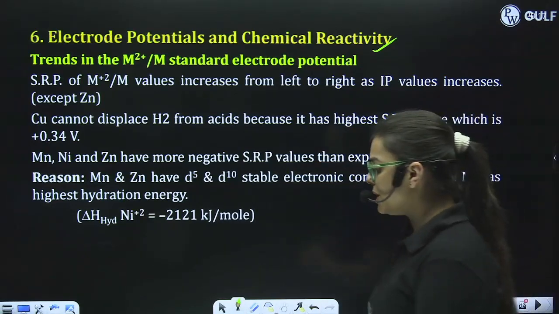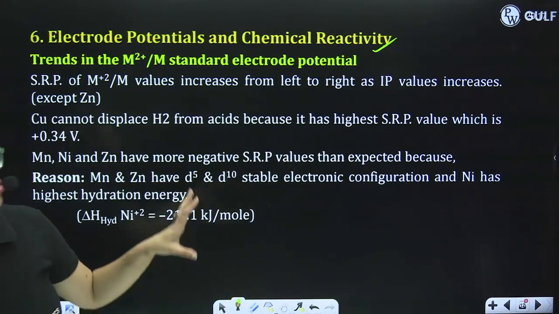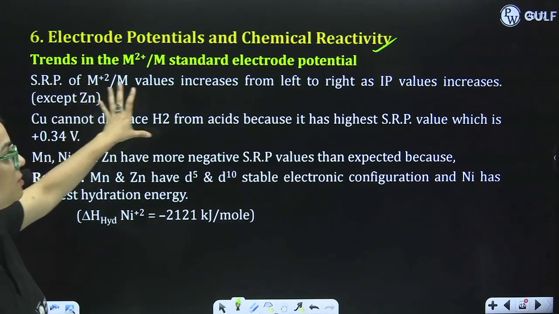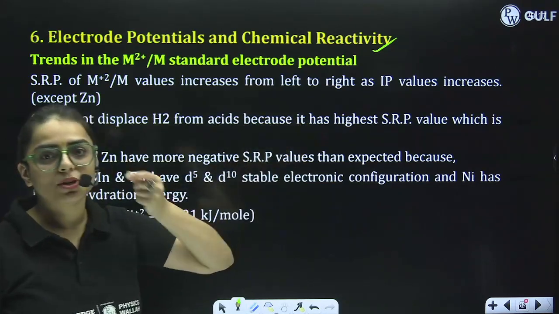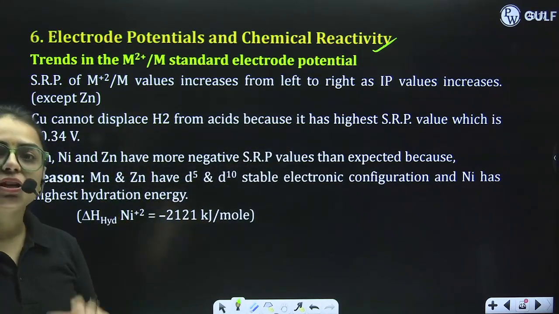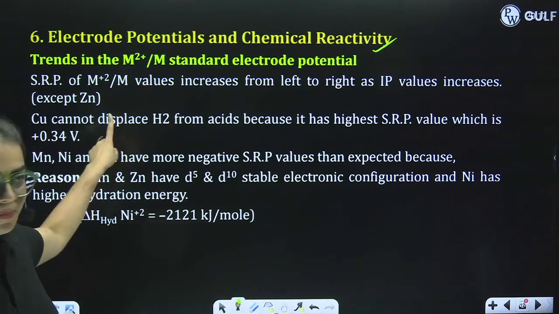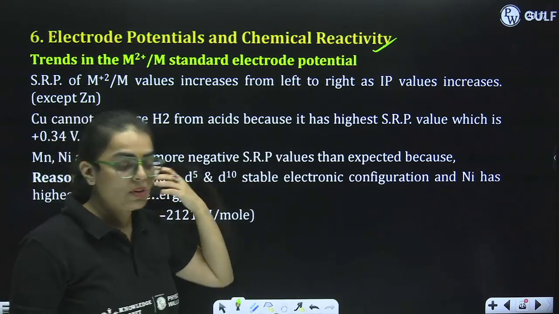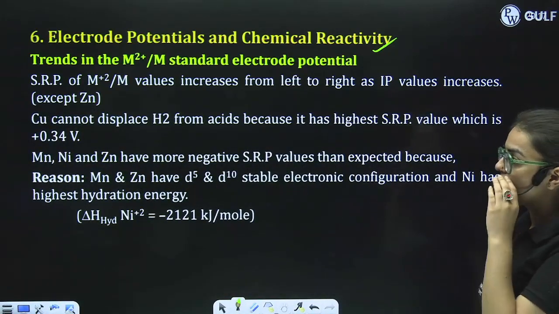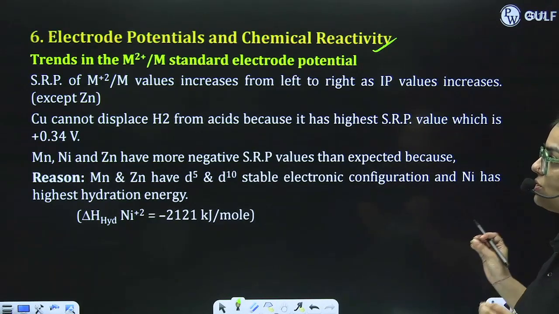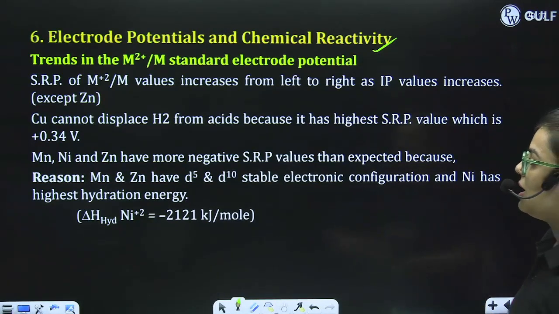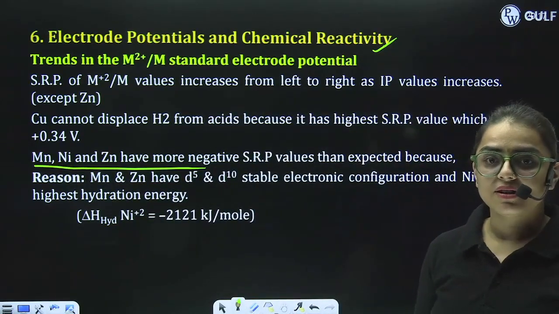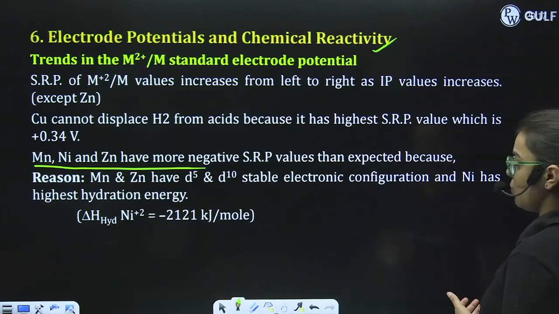Now, see, this is basically correlated with our electrochemistry part also, though we have studied that as well. But yes, we should know about this also. So if I talk about the values, this basically is going to increase from left to right because ionization enthalpy, ionization potential value increases, right? Except zinc. Now, Cu cannot displace H2 from acid because it has a higher reducing power potential that we talk about, okay? And they have given you certain standard electrode reduction potential values, okay? And they've even told you that manganese, nickel and zinc have more negative standard reduction potential values, right? Than the expected ones.